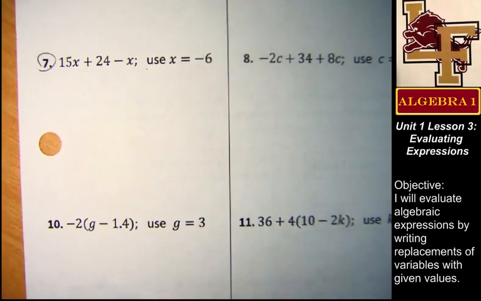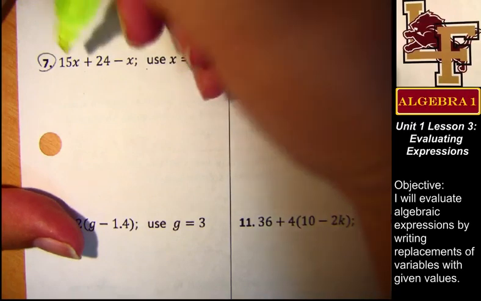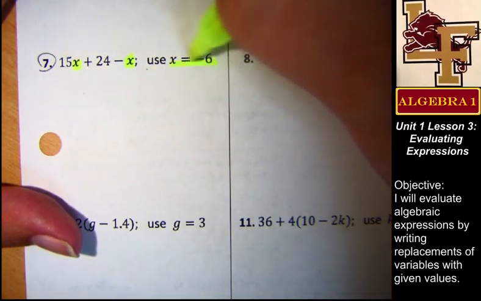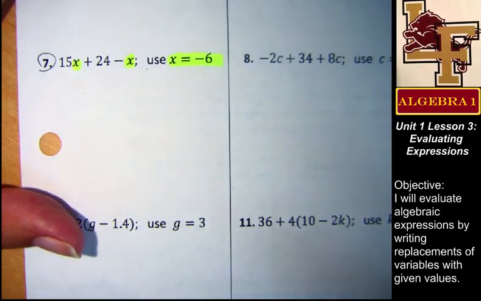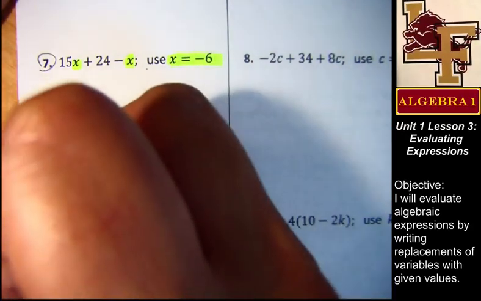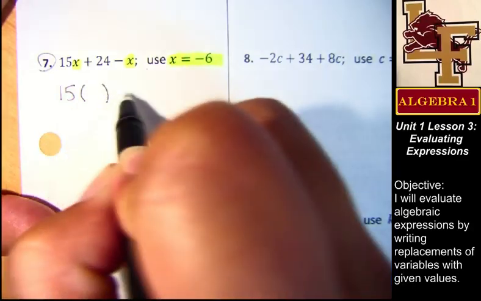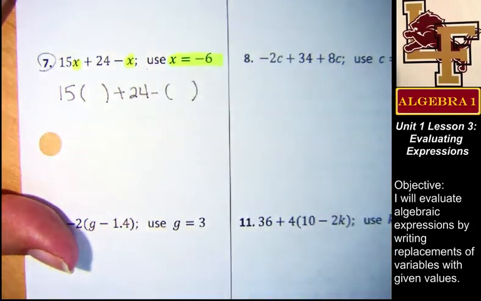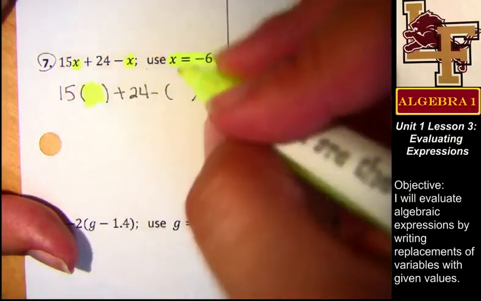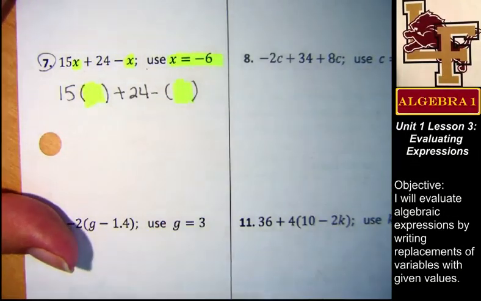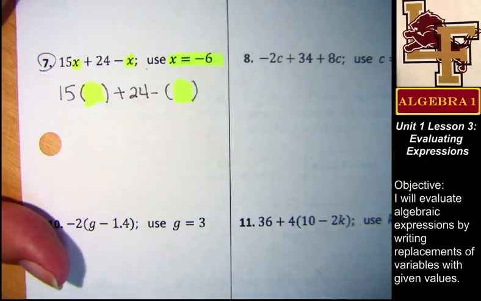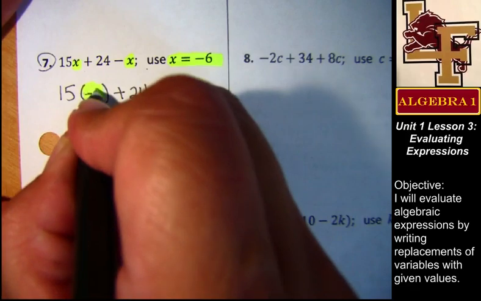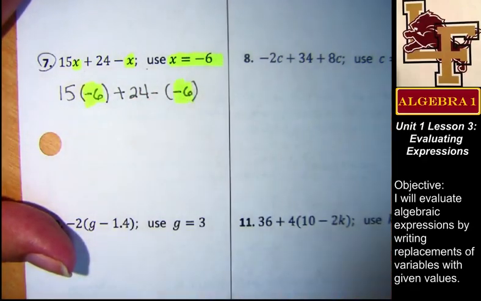So looking at 7, the trick to this is identify where your variables are. I have 2 variables, and there is the value. So I'm going to rewrite the expression, but anywhere I see a variable, I'm going to put a set of parentheses with some space in there instead. That will give me a chance to put in the value for the variable. What's the value for this variable? -6. So in those parentheses I set up, I'm going to put a -6.